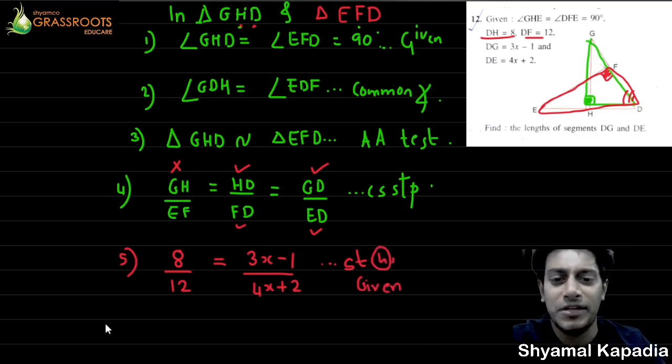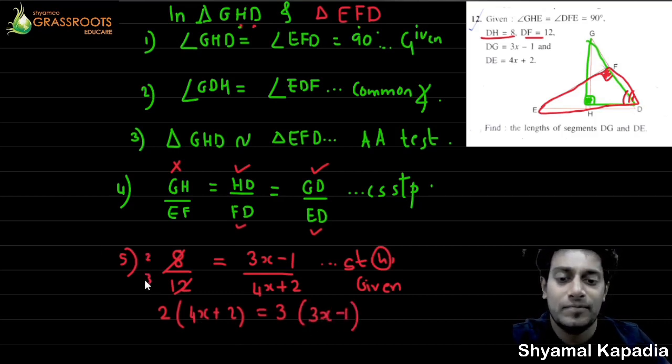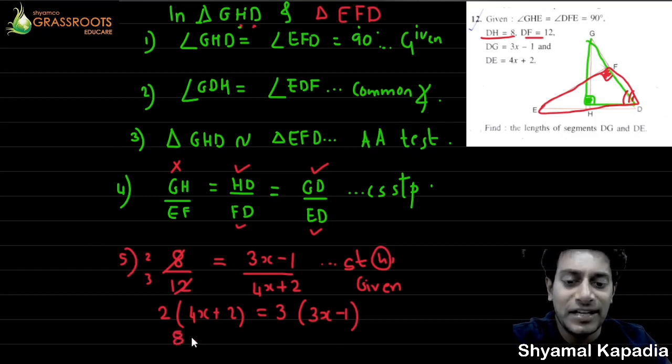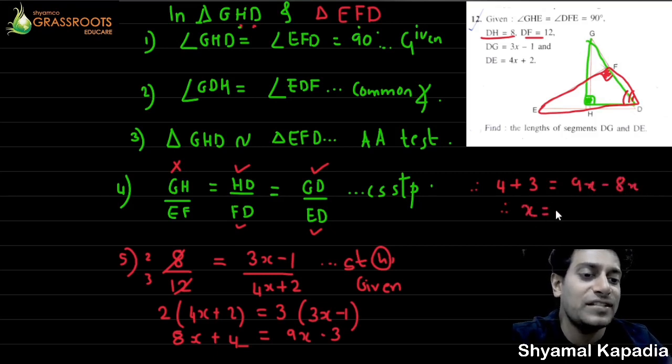Now all you do is just cross multiply. 2 times 4x plus 2 equals 3 times 3x minus 1. Open the bracket, you get 8x plus 4 is equal to 9x minus 3. Continuing, 9x minus 8x is equal to 4 plus 3. So you get the answer of x as 7. So the value of x is 7 and you have to find the lengths of DG and DE.